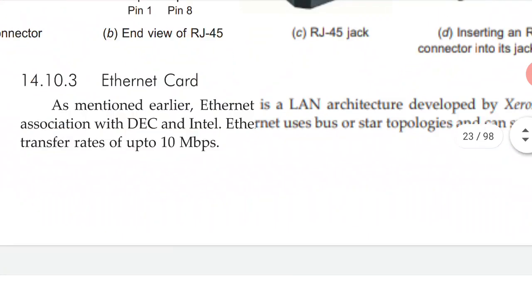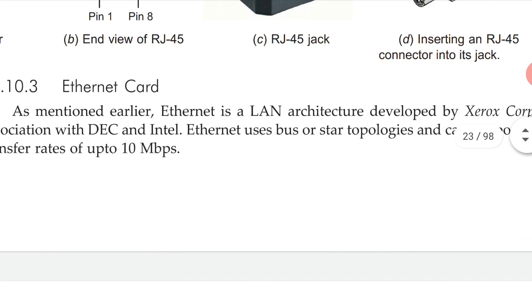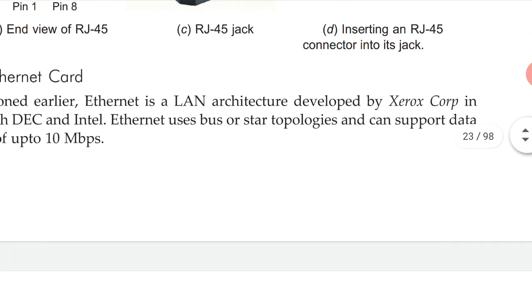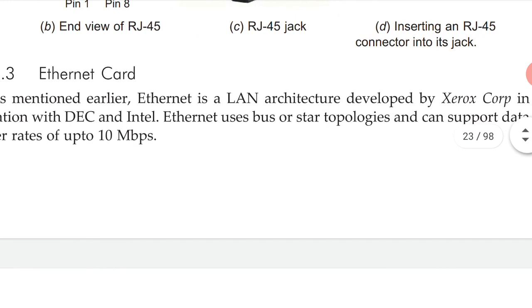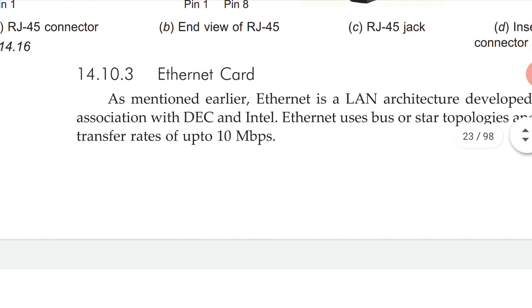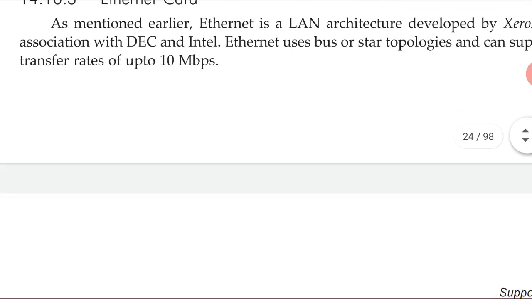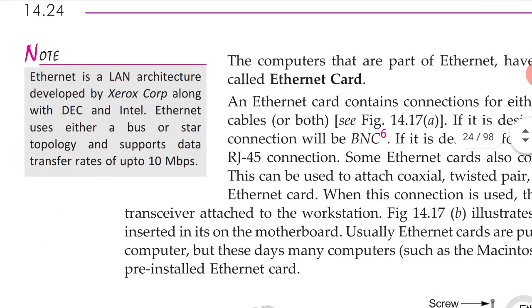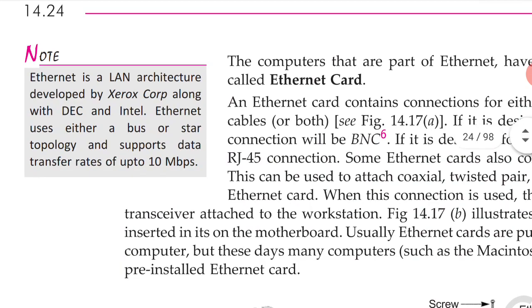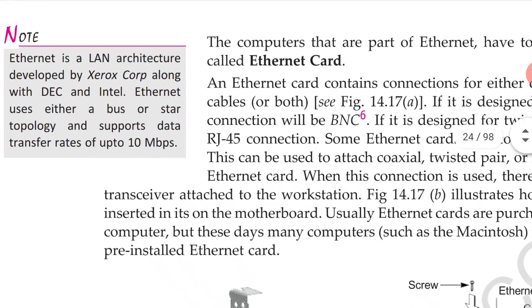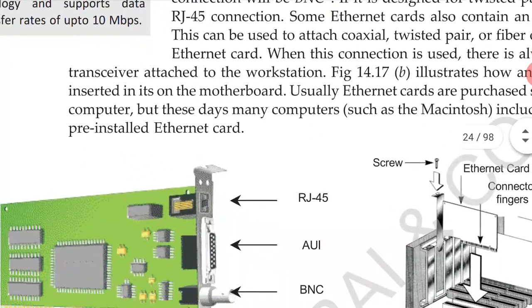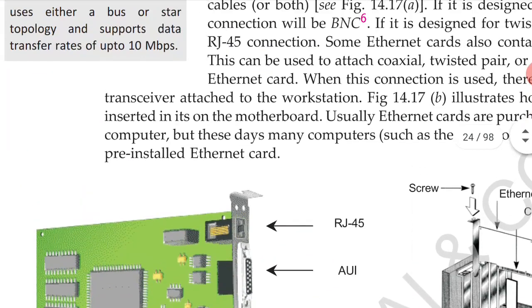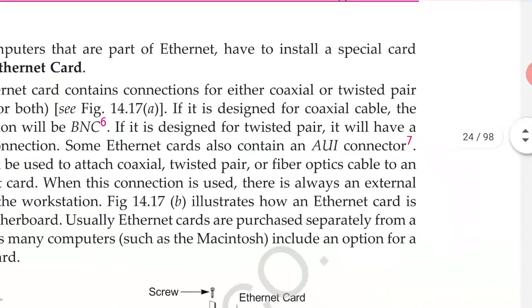Then comes the next one, the Ethernet card. Generally it is called a LAN card. This architecture was developed by Xerox Corporation in association with DEC and Intel. The Ethernet card is a LAN architecture developed by Xerox Corporation along with DEC and Intel. Ethernet uses either a bus or a star topology and supports data transfer rates of up to 10 Mbps. So here you can see it is also called a network interface card.